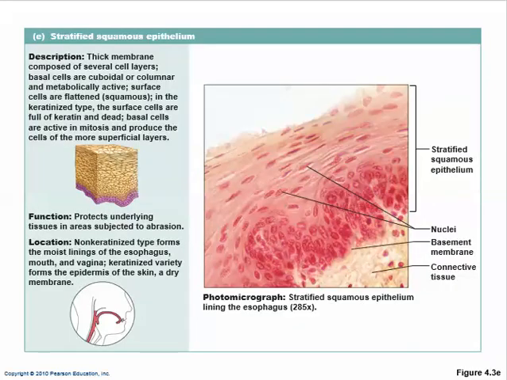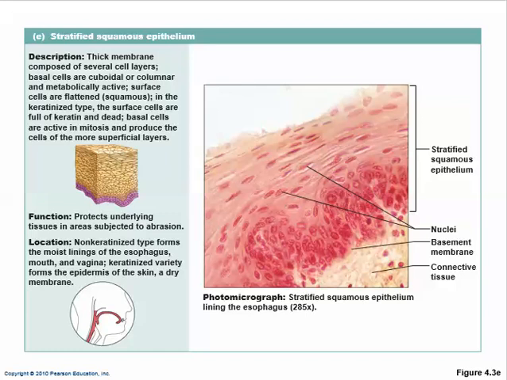When we get into the stratified ones, a very common one is stratified squamous epithelium. So skin is a stratified squamous epithelium. It doesn't work for absorption. Its function is to protect from especially abrasion, so friction. So that's why it's on the skin. The surface cells may in fact even be dead and just stuck on there before they are rubbed off.